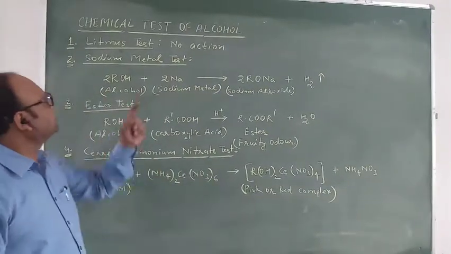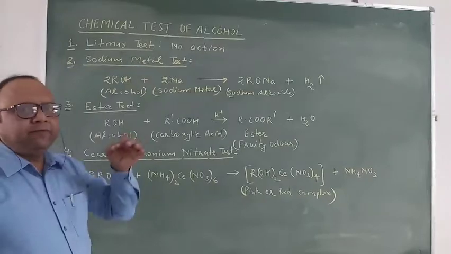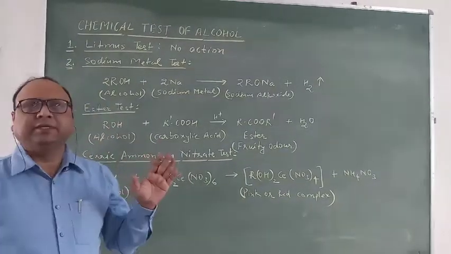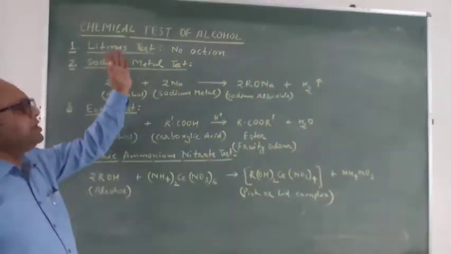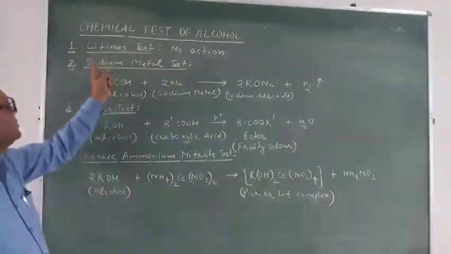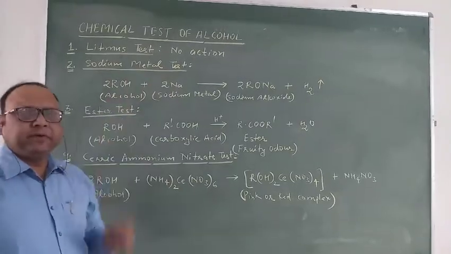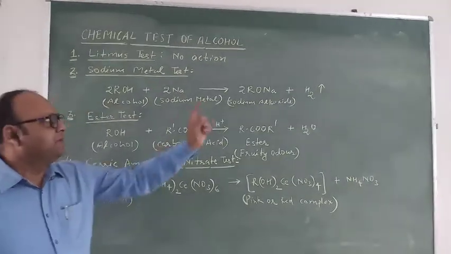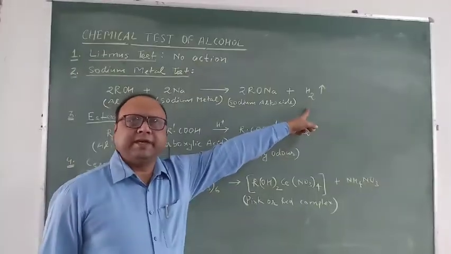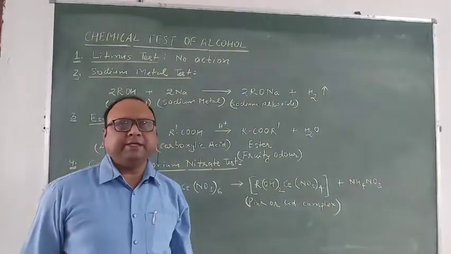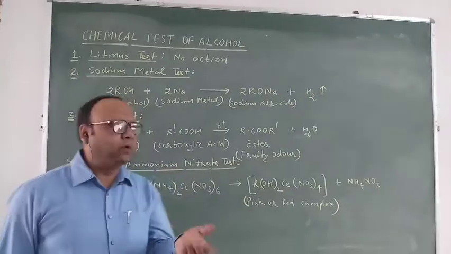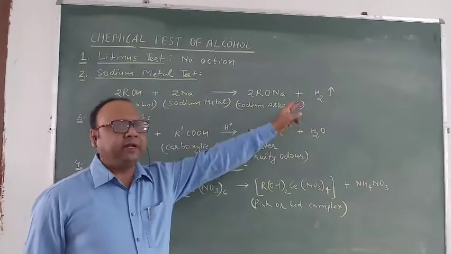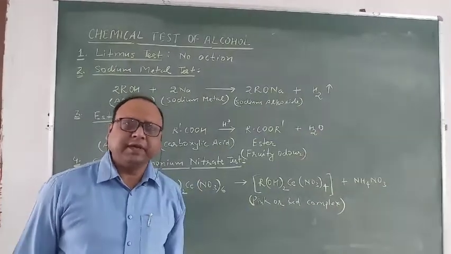So first is the litmus test. When one drop of alcohol is drawn on the blue litmus paper, then there will be no color change. It means it may be alcohol. Second is the sodium metal test. When a piece of sodium is added in 1 ml alcohol, then brisk effervescence of hydrogen gas evolves. It also indicates the taken compound may be alcohol. Alcohol plus sodium gives sodium alkoxide with the liberation of hydrogen gas.